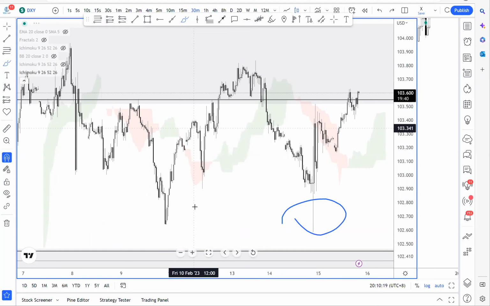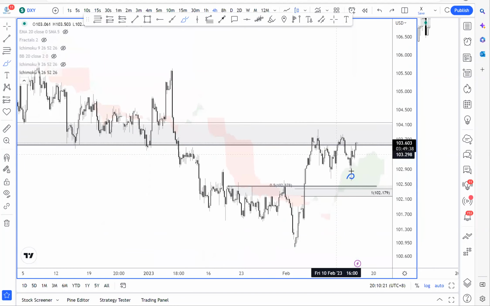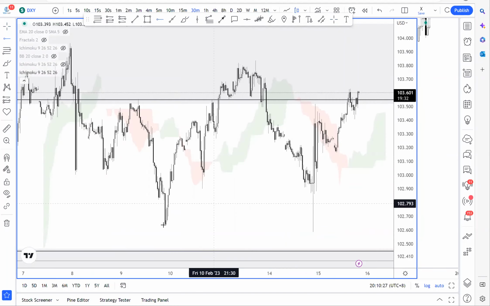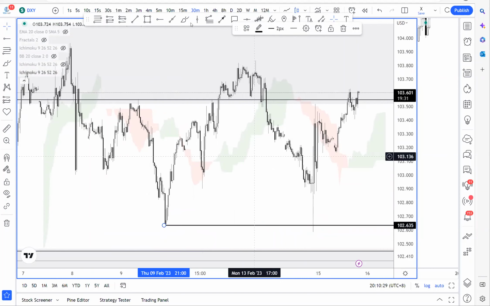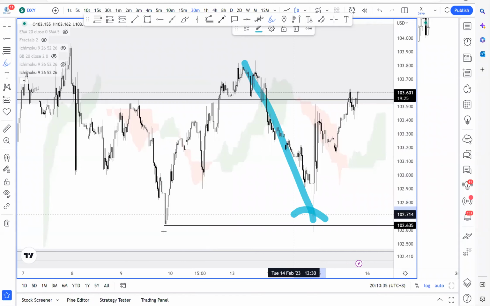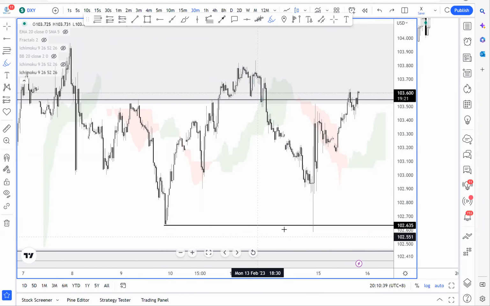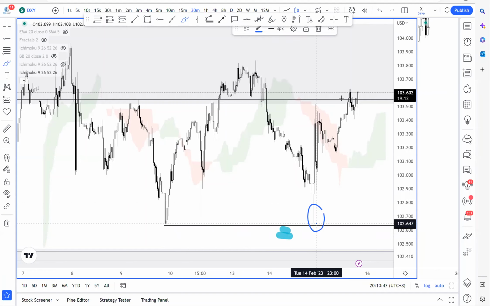Let me remove these markings. So all these drawings go to the 30 minutes. On the 30 minutes, essentially what we have is this low. You can see that there is a support level over here. So price came in, you saw this high, pushed right into the support level, tested the support level, and wicked below. This is what we can consider a liquidity sweep. Price wicked slightly below the support area before we saw a strong rejection of the support level, and then prices continued higher here.